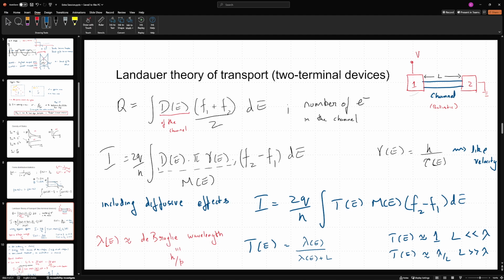So for very large lengths, T of E can simply be written as lambda by L. So I can just ignore the lambda in the denominator because L is significantly larger. So this is approximately equal to lambda by L.